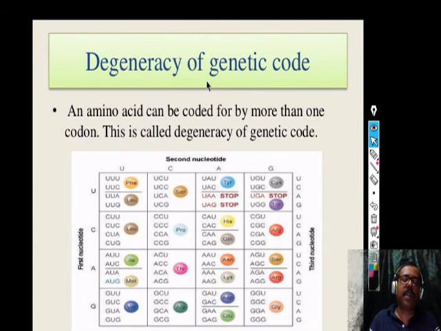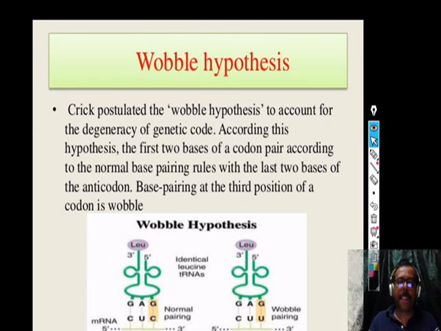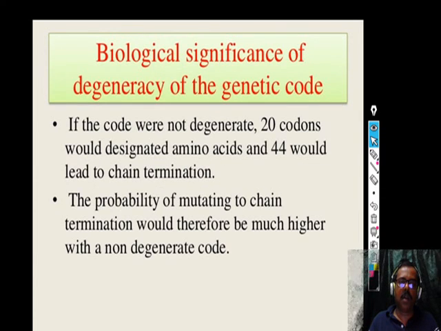This is another important concept, degeneracy of genetic code. An amino acid can be coded for by more than one codon, which is known as the degeneracy of genetic code. As I have already discussed, there are 6 different codons for the amino acid leucine, so there must exist degeneracy, and this degeneracy is due to the Wobble hypothesis. We will discuss later on. Now, what is the Wobble hypothesis? This is another important concept.